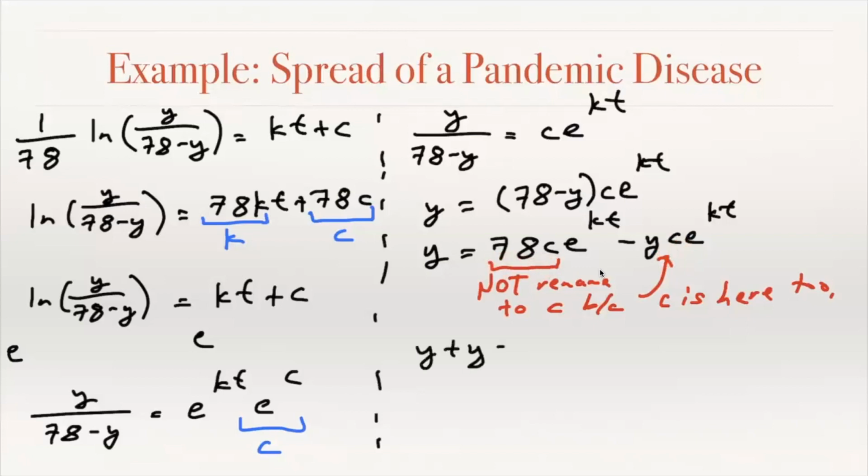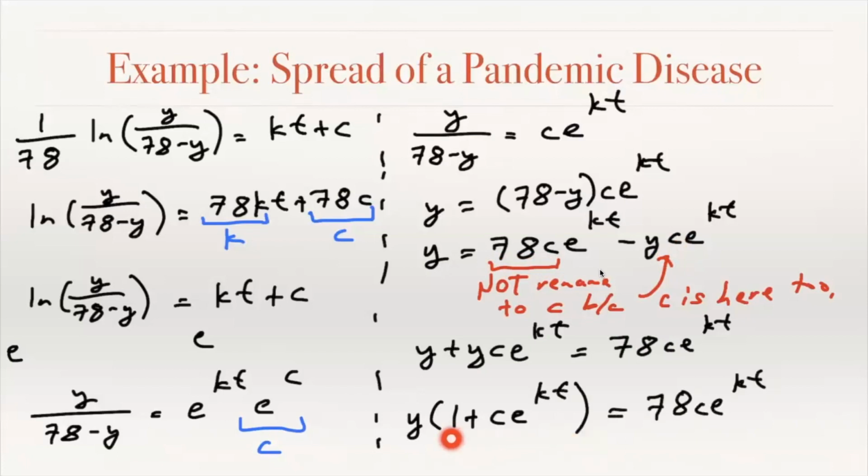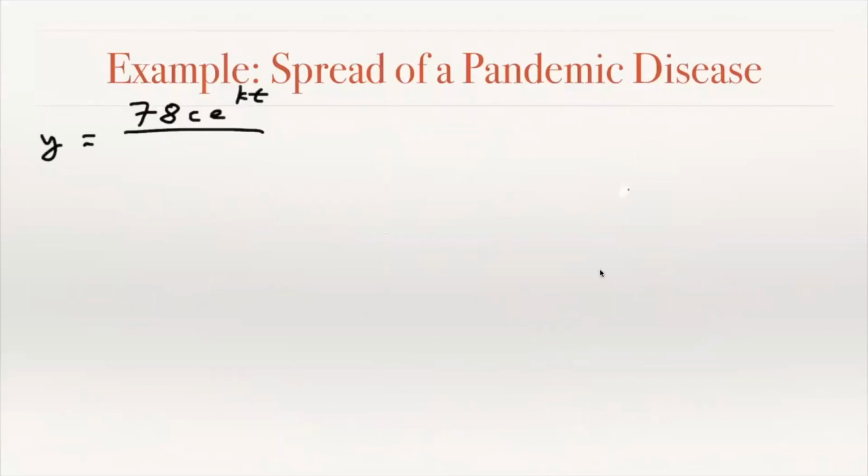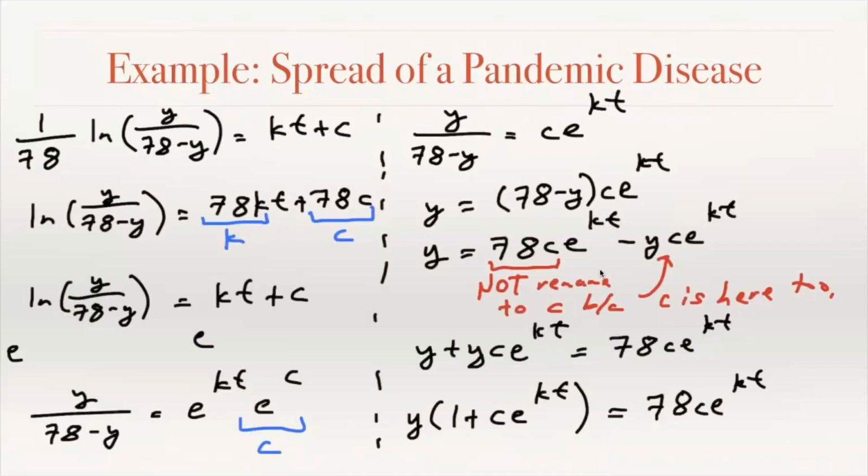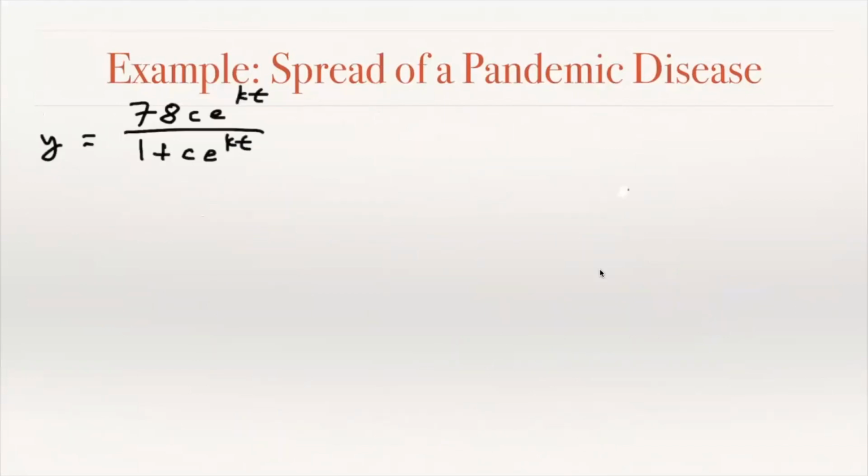Let's move yce to the kt to the other side, factor out the y. And now dividing both sides by this, we have solved for y. So doing so, y is 78 ce to the kt over 1 plus ce to the kt. That was just dividing both sides by this. Okay, good. So we finally solved the general differential equation. And now we need to apply the initial conditions to solve for c and k.